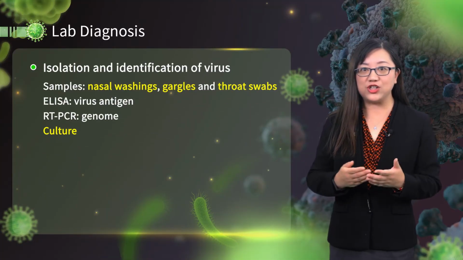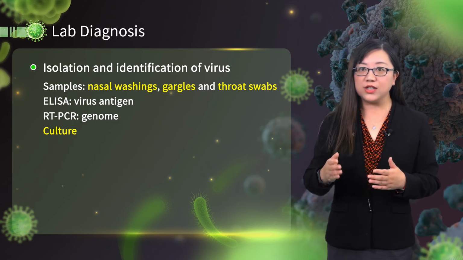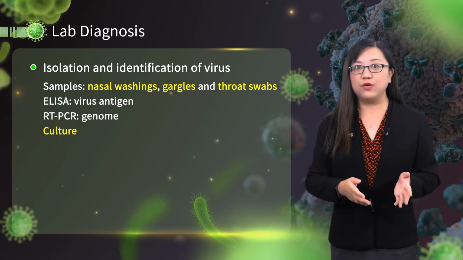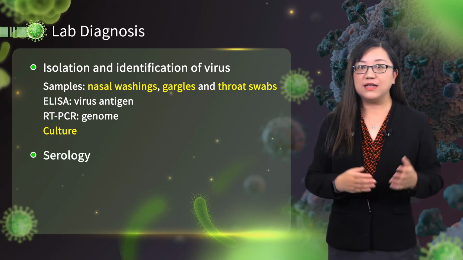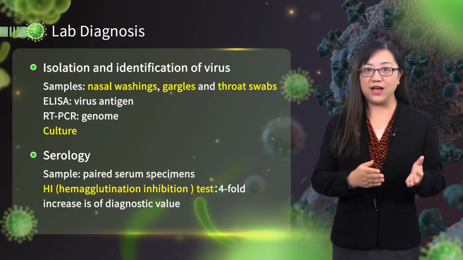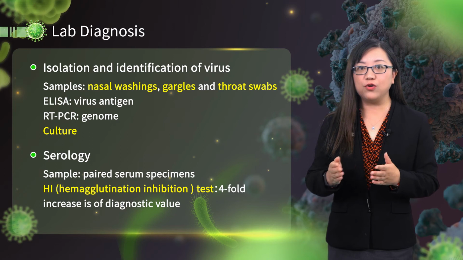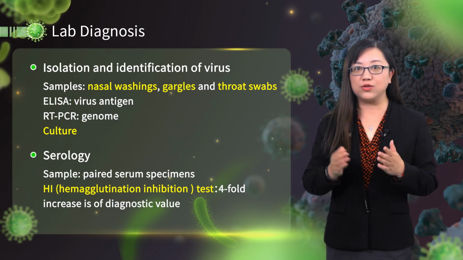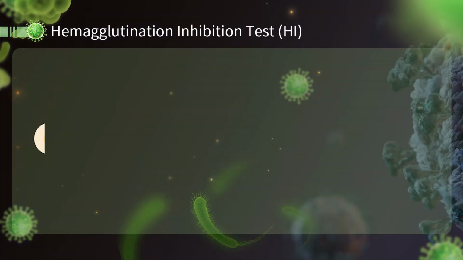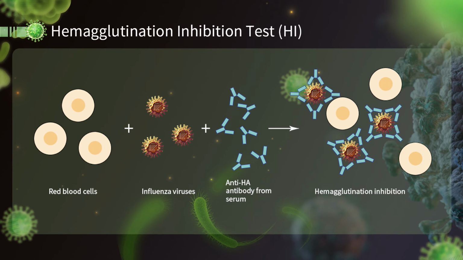Besides the isolation and identification of the virus, the serologic test is also helpful for the diagnosis. Samples are paired serum specimens. HI, hemagglutination inhibition test, 4-fold increase is of diagnostic value. Again, the hemagglutination inhibition test, HI, is used to detect the antibodies in serum.